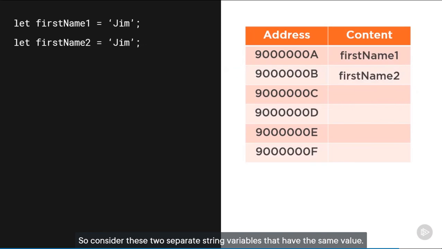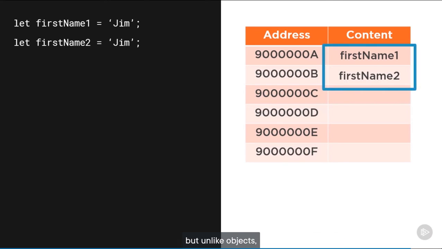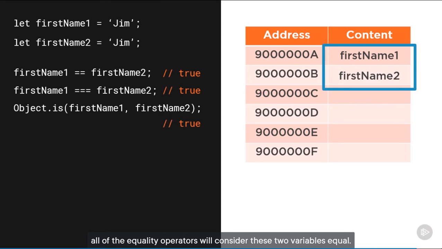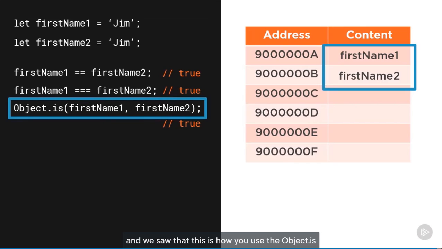So consider these two separate string variables that have the same value. These are, of course, stored in two different places in memory. But unlike objects, all of the equality operators will consider these two variables equal. So for primitive types like strings, JavaScript compares their values, but with objects it compares their memory addresses. Alright, that was a quick tangent on equality, and we saw that this is how you use the Object.is function for equality comparisons.